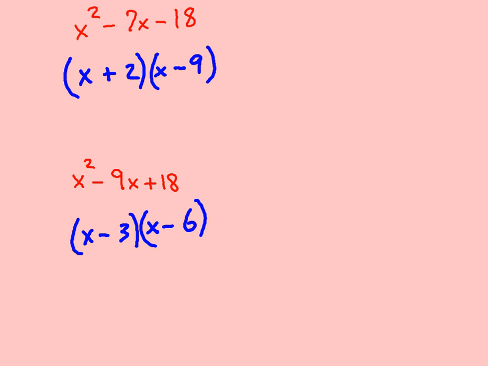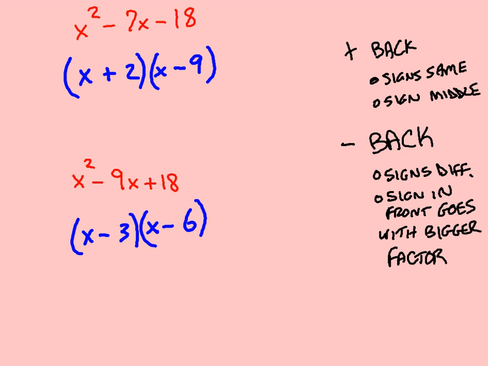Now we can use a couple little shortcuts if you prefer. If there's a positive in the back, like this one right here, the signs must be the same in here, and the sign from the middle is what sign shows up both times. If you have a minus in the back, like the one up top here, that means you have two different signs, and whatever the bigger number of the factors is, that's what gets the sign that's in front. So you can use those rules to help you along as well.